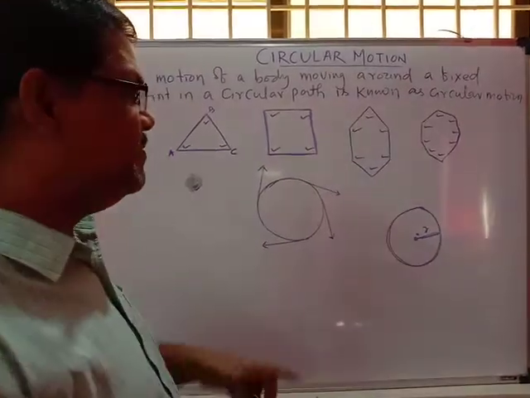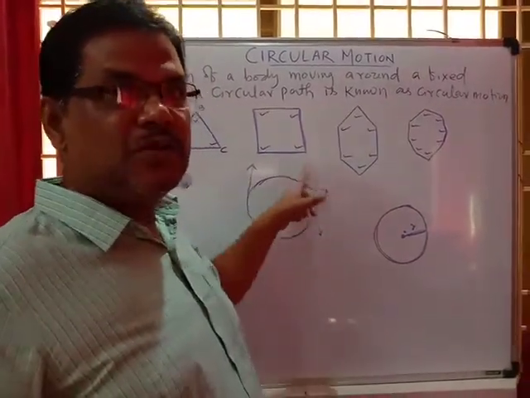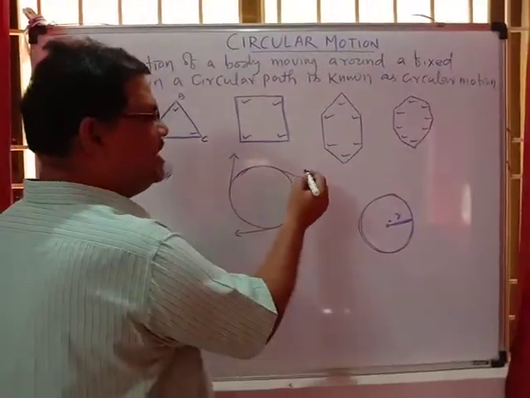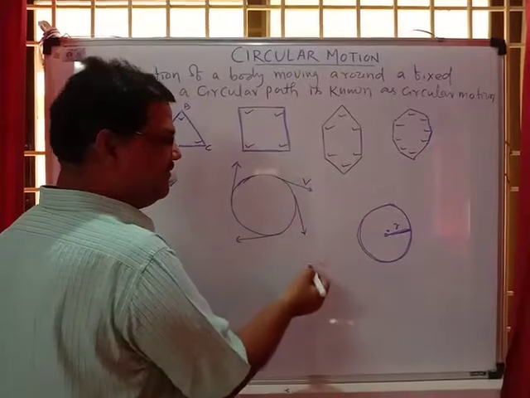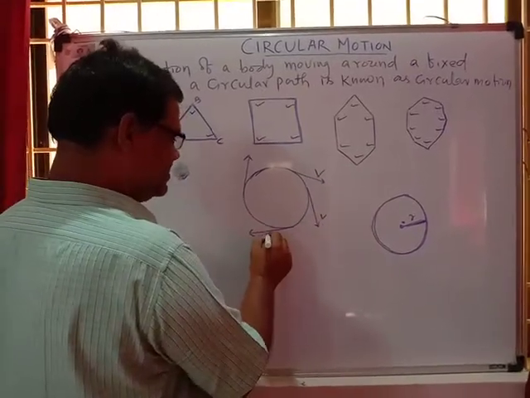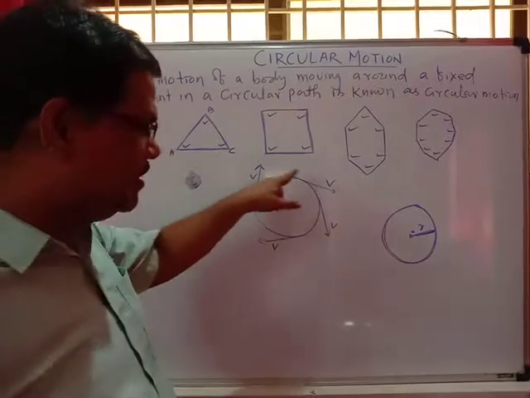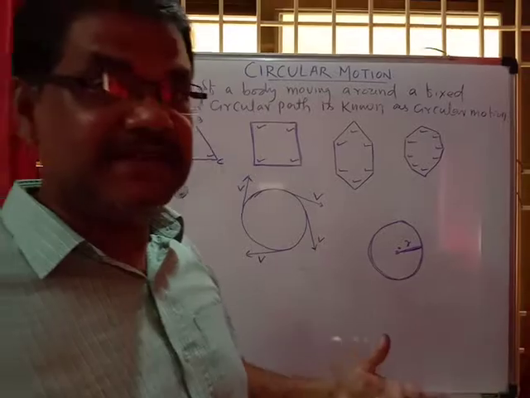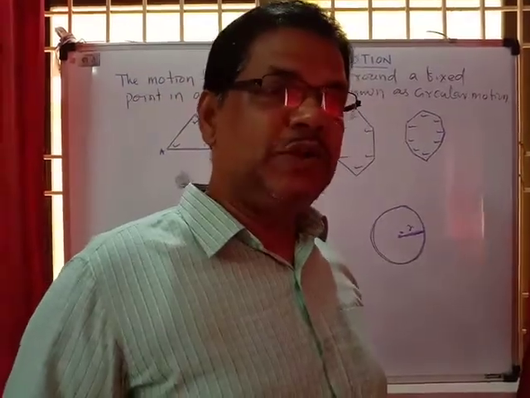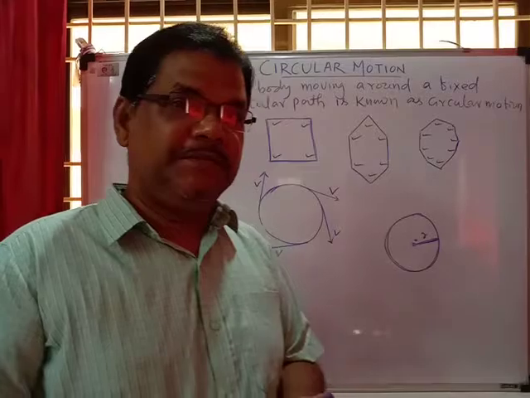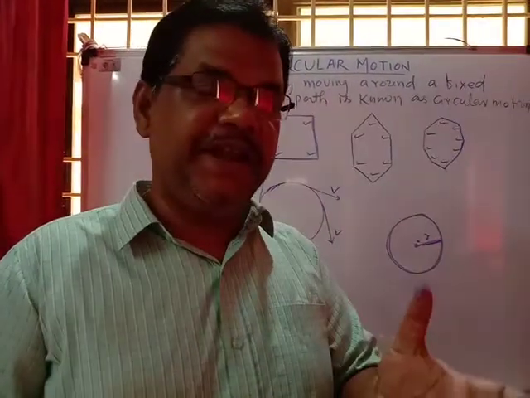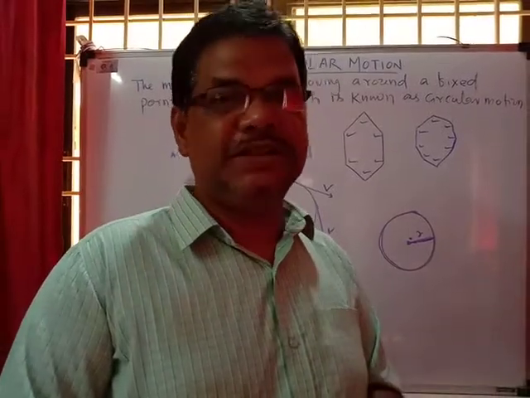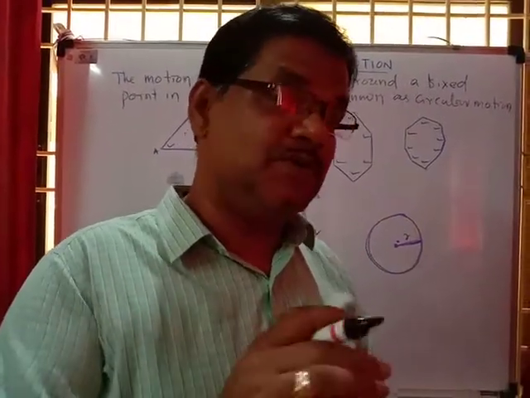If the object is moving with uniform speed in a circular path, it means at every point the speed will be the same. Here the speed is v, here v, here v, here v, at all positions the speed is the same, but it is also changing direction. That is why it is accelerating. If the object moves with constant speed in a circular path, that type of motion is called uniform circular motion.